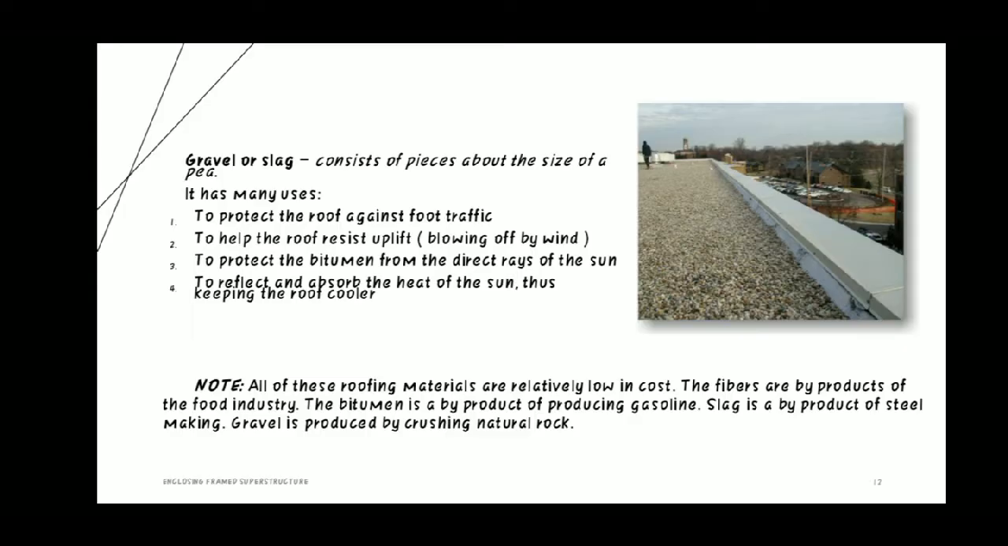Gravel or slag consists of pieces about the size of a pea. It has many uses: to protect the roof against foot traffic, to help the roof resist uplift or blowing of the wind, to protect the bitumen from the direct rays of the sun, to reflect and absorb the heat of the sun, thus keeping the roof cooler.